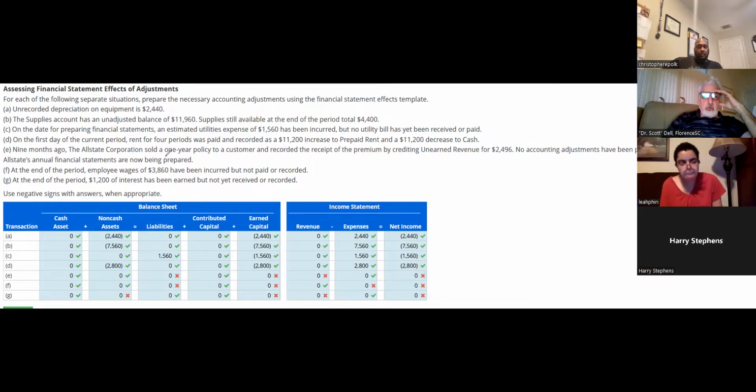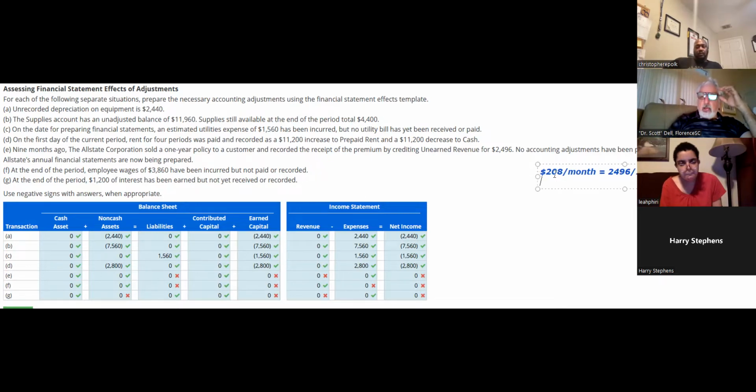So nine months ago, sold a one-year policy. So how much a month is that? Well, if we divide by 12, per month. Okay, I thought it said quarter. Well, now I want to calculate per month. 2496 divided by 12 is 208 a month. So we're going to put it in here, 208 a month. That was the 2496 divided by 12, right?